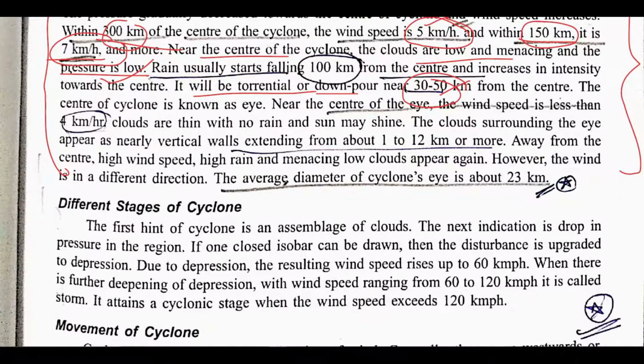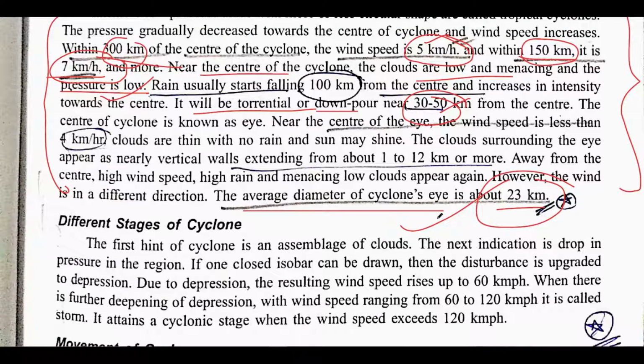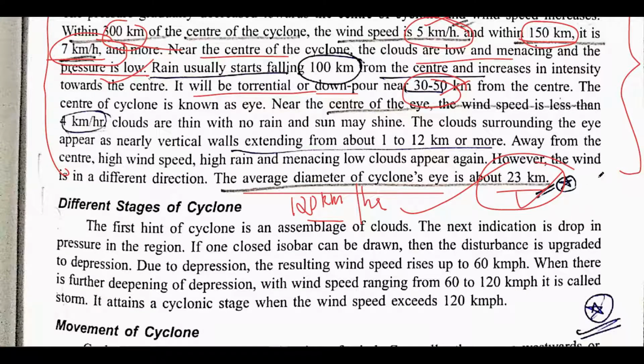This is also important. Now the average diameter of a cyclone is 23 kilometers. The other important thing is that the average speed of movement of a cyclone is 120 kilometers per hour, while the average diameter of a cyclone is 23 kilometers. So do not confuse it with 23 kilometers per hour.